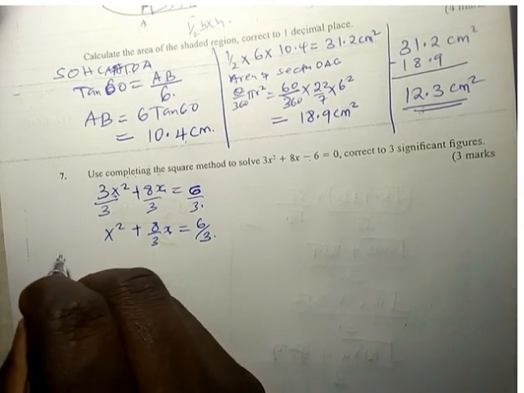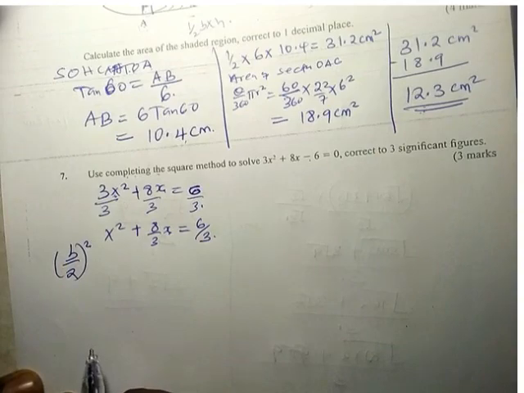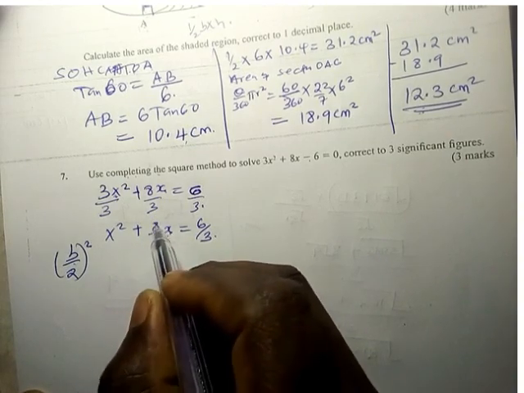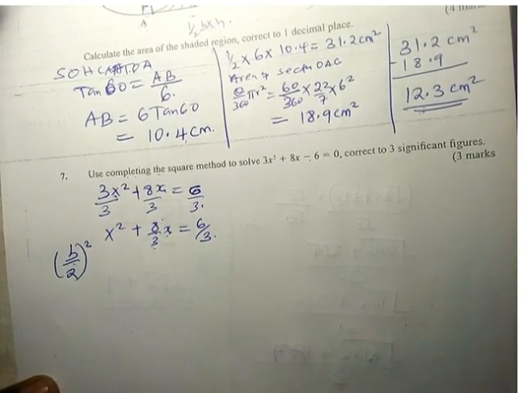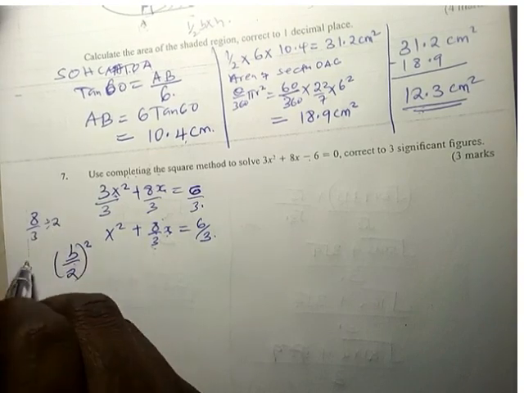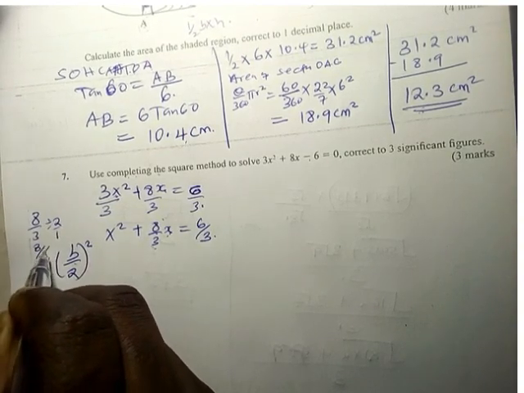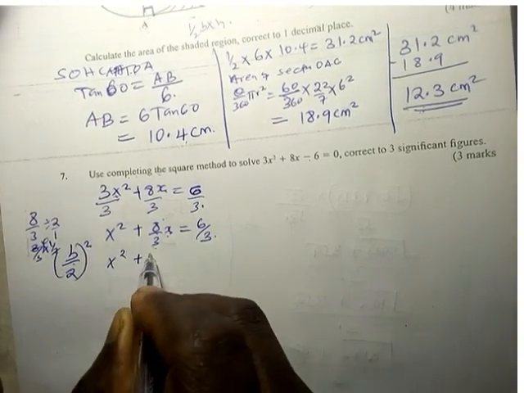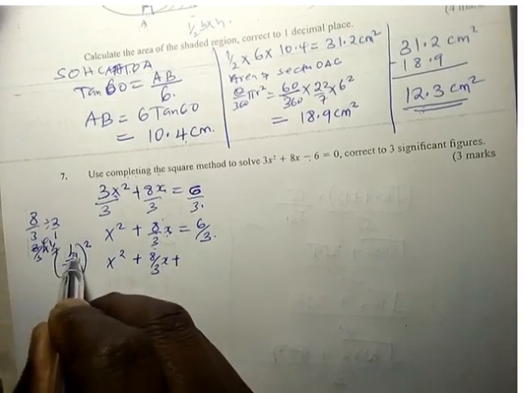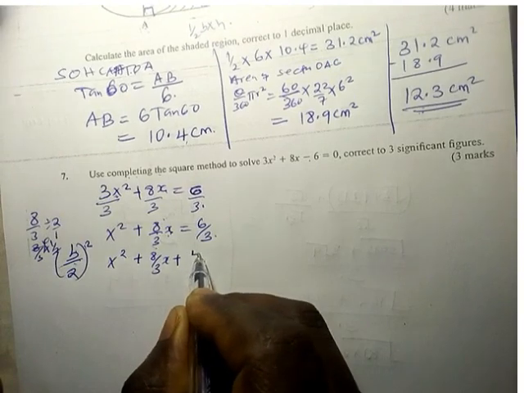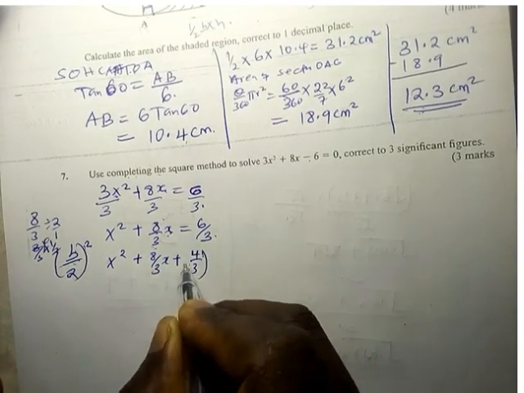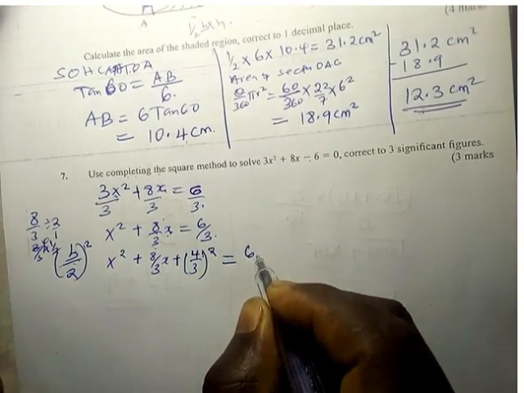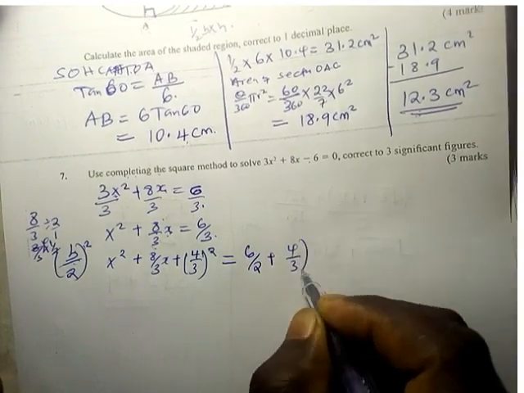Once we reach here, you remember that b over 2 to the power 2. That relationship is what we use here. So our b is this one. We need to have b divided by 2 and then square. So 8 over 3 divided by 2. It will be 8 over 3 times 1 over 2, which is 4 over 3. So we are going to have x square plus 8 over 3x. We add now b over 2 square, which is now 4 over 3 square, which is equal to 6 over 3 plus the same 4 over 3 square.